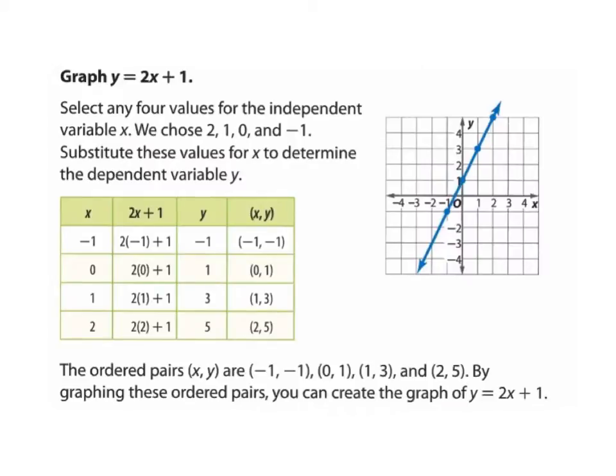Your fourth column is your ordered pair. So we have (-1, -1), (0, 1), (1, 3), (2, 5). Then you would plot your points on your graph if they ask you to on your assignment. From there you should see that it's linear. If your point is not in the right spot, you will notice it because your line will not be straight. So you can see that you have a mistake in your table somewhere. The ordered pairs (x, y) are (-1, -1), (0, 1), (1, 3), and (2, 5). By graphing these ordered pairs, you can create the graph of y equals 2x plus 1.